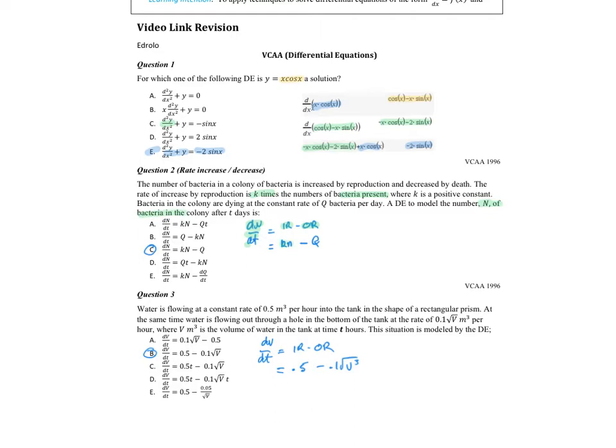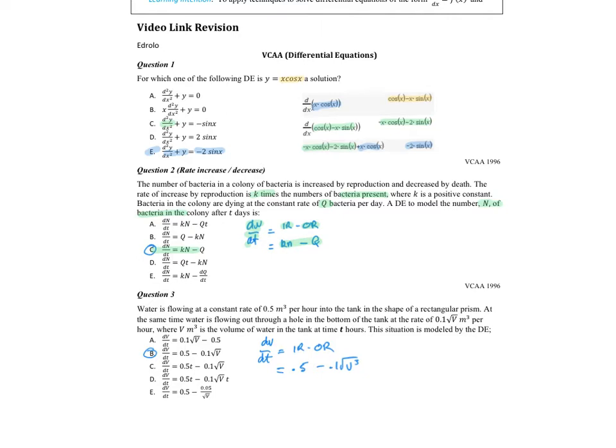So Kn is my increase. They're dying at a constant rate Q bacteria per day. So we didn't actually have to calculate it, we just know that Q of them are dying. So the actual rate of change, I've got Kn increase minus Q dying. So there's my dN/dt there.